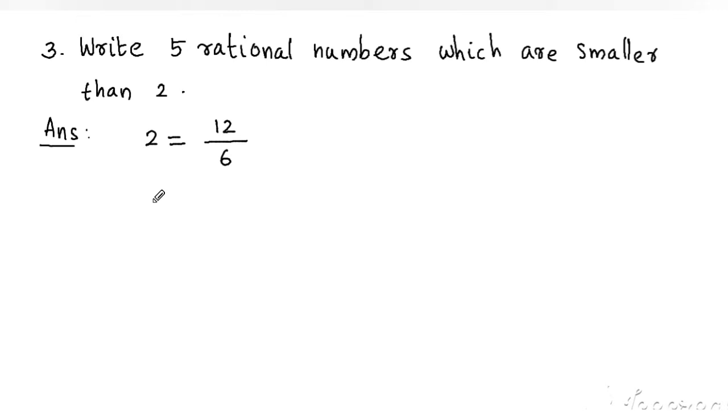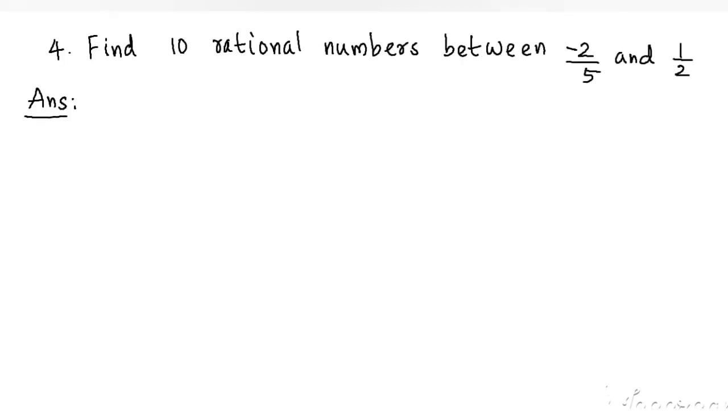The denominator can be kept the same, you can just change the numerator. So I am taking the required rational numbers as 1 by 6, 2 by 6, 3 by 6, 4 by 6 and 5 by 6. You can take any number which is less than 12 with denominator 6. That will be the required numbers. Then we can move on to the next one.